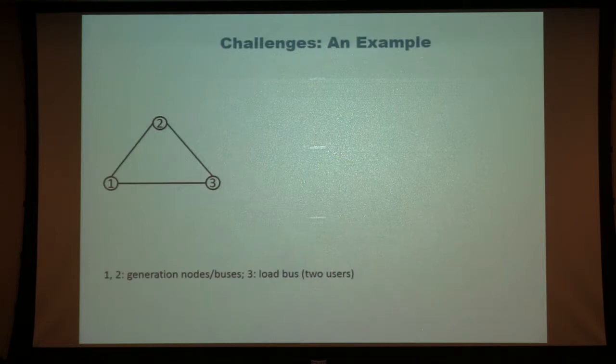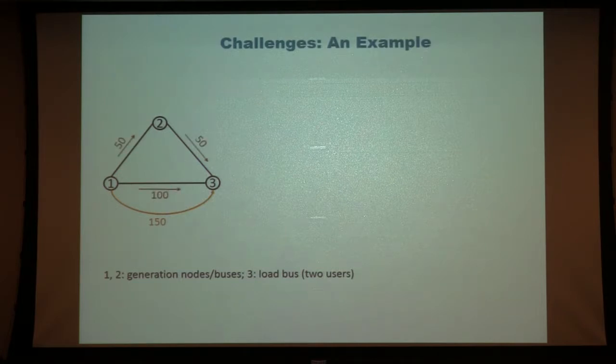Let me give you one simple example of this. Why is this a challenge? I've already made the physics simple here; I use some linear approximation. So here we have 3 buses. 1 and 2 are generation nodes, and 3 is a load bus. If you think about some other market, generation and consumption talk to each other and have some contract. I'm going to send 150 units of power from generation 1 to user 3.